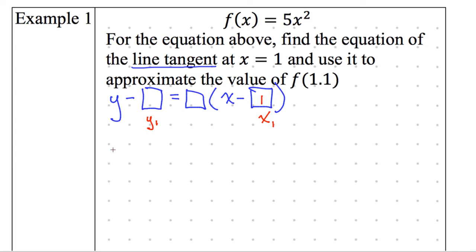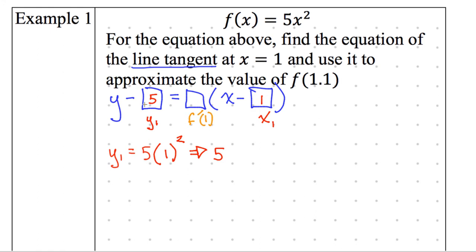So to find y1, y1 is going to be equal to 5 times the quantity of 1 squared. We're plugging in 1 and we're going to square it. So 1 squared is 1, times 5 is 5. So that's just equal to 5. Plug it in. So far, so good. Easy peasy. Now let's work on this part. Let's work on f prime at 1.